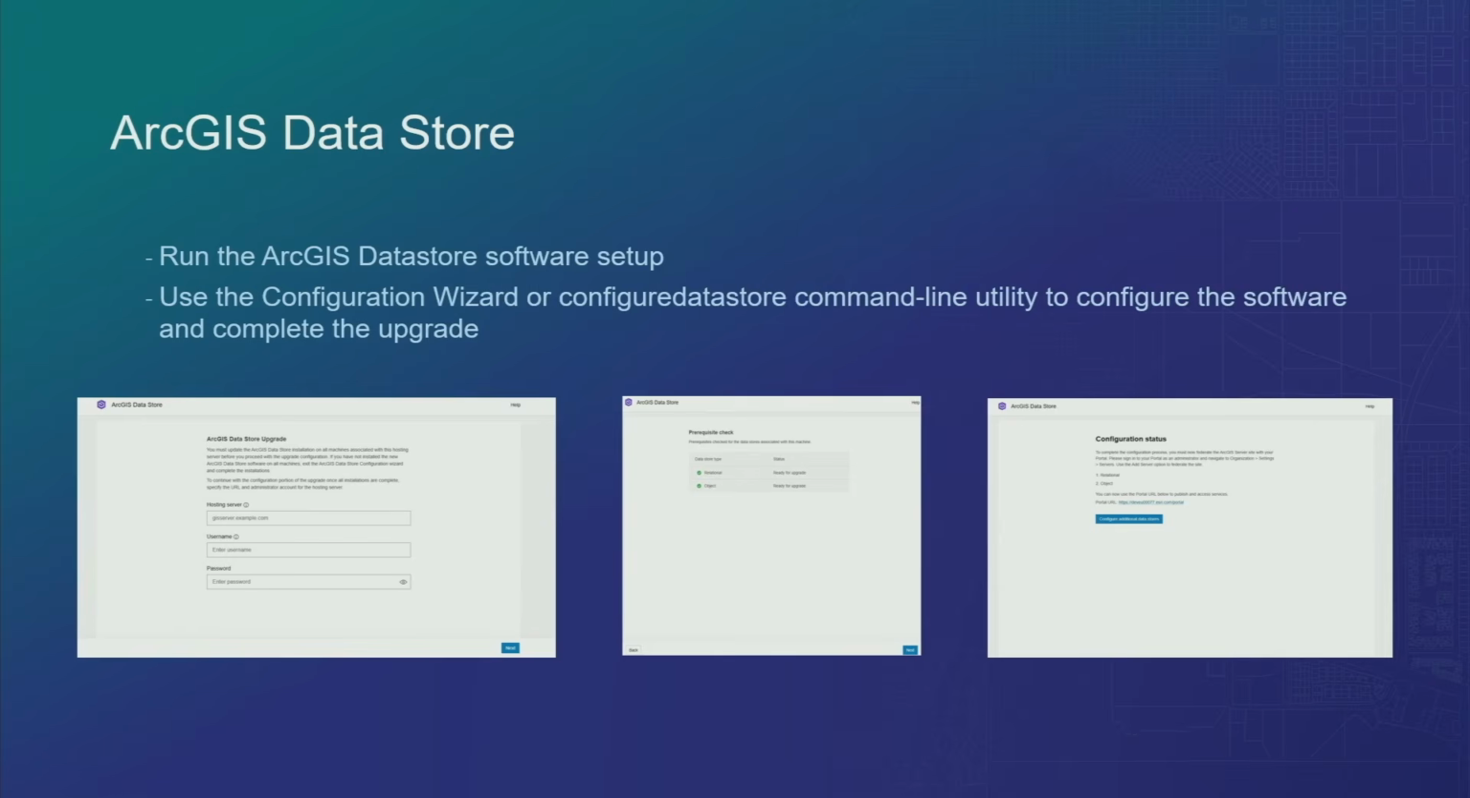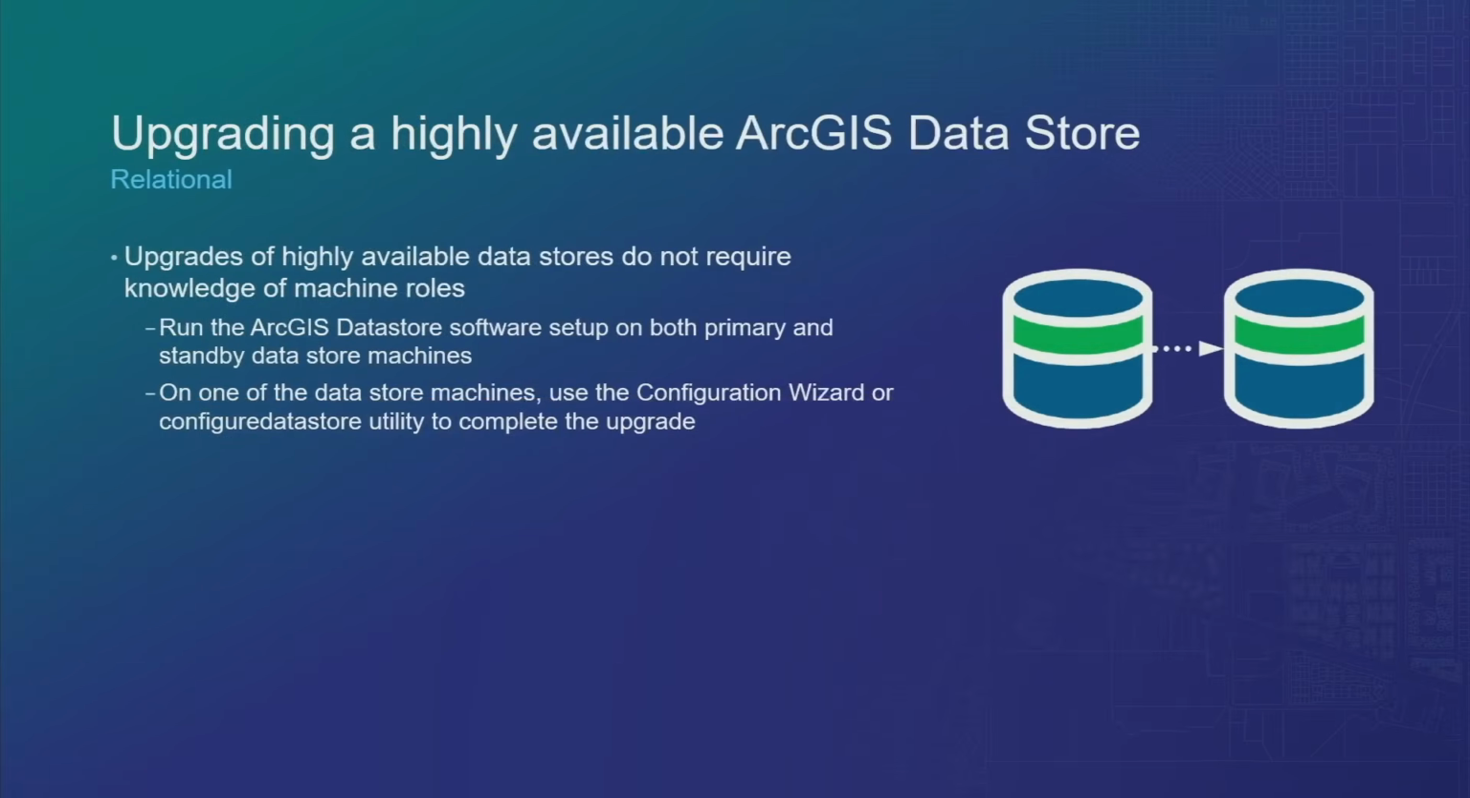If you're going to upgrade to 12.0, you're going to see some of these improvements in terms of UI, like how it looks, the new additions of these web pages. If you're using a highly available data store, primary and standby, similar to the pattern we learned in portal, you're going to run the software setup on both machines, primary and standby. Once those software setups are done running, you can configure from either machine, primary or standby, or you can use the command line from any of the machines to finish that step.